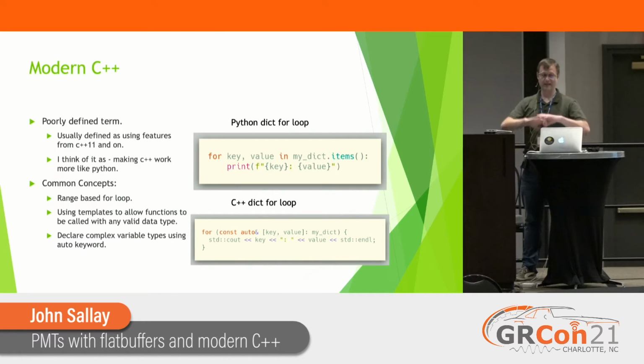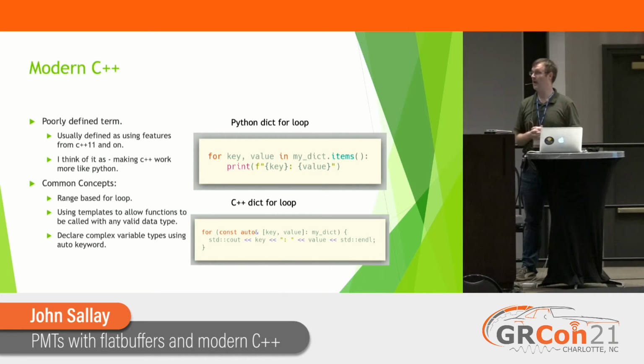Okay, this is the last introduction kind of definitional slide, and then we'll get into the fun stuff. So we're going to be using modern C++ here. So I Googled, what is modern C++? And there's a lot of terrible definitions for it. So what most people say is you're using anything that's been introduced since the C++11 standard. The way I like to think of it is you're trying to make C++ look more like Python. And why wouldn't you want to?